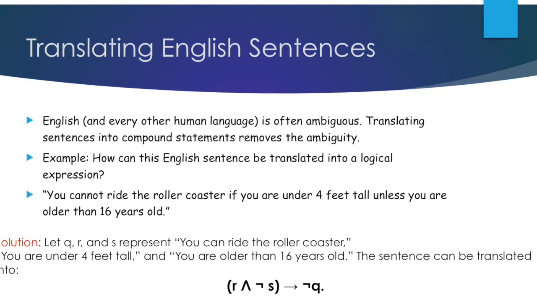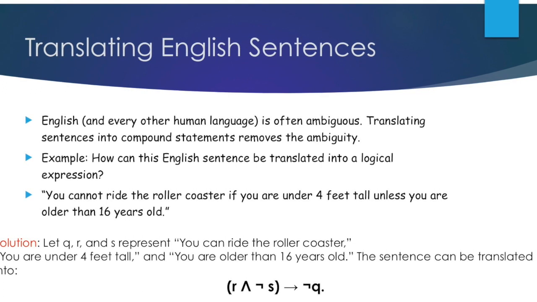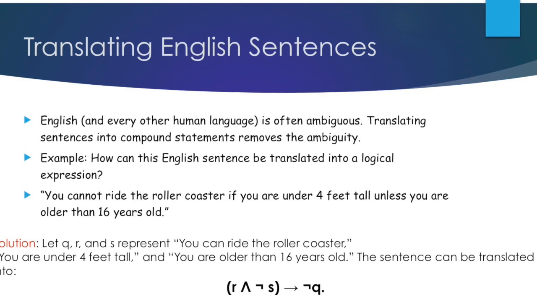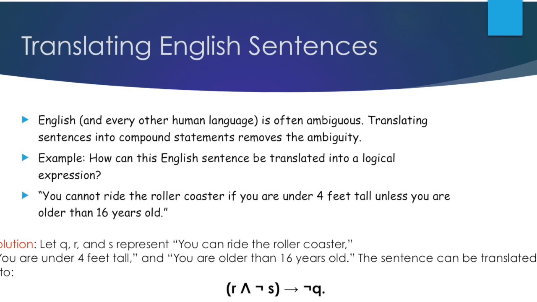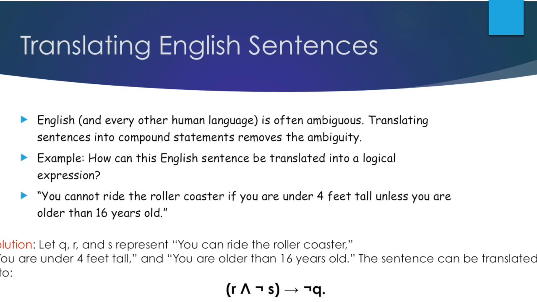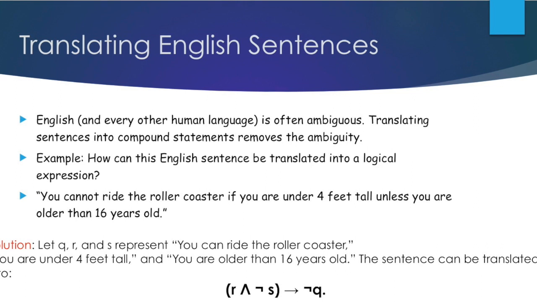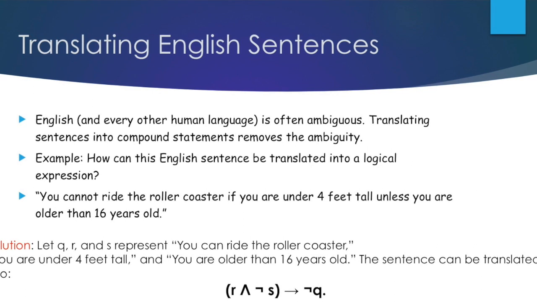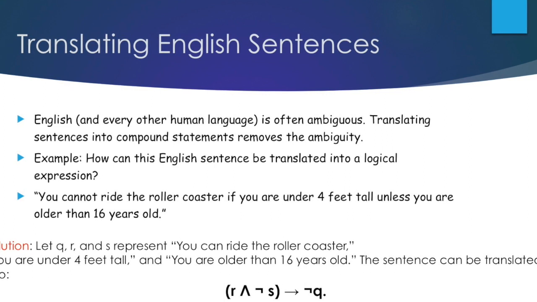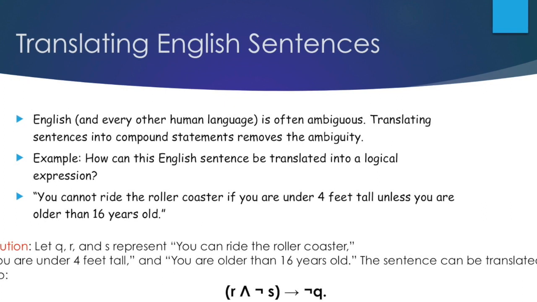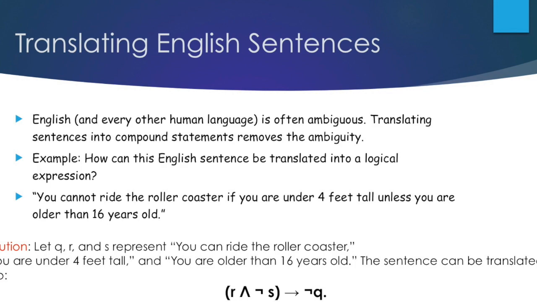"You cannot ride the roller coaster" is not Q, if you are under 4 feet tall and you are not older than 16 years old. All of these, as an if statement, lead us to the conclusion, which is not Q, "you cannot ride the roller coaster." So "you cannot ride the roller coaster" is basically the conclusion of the if condition. It's what comes after the then.